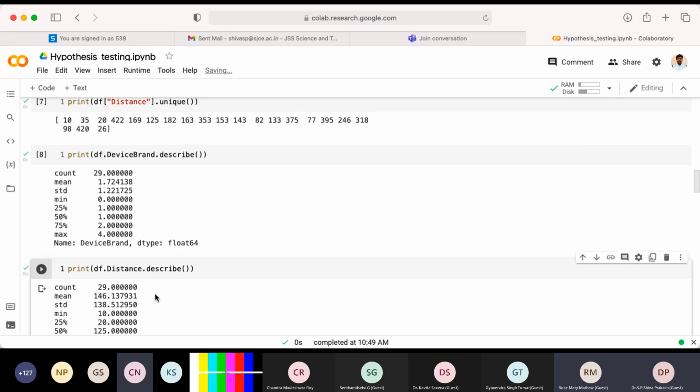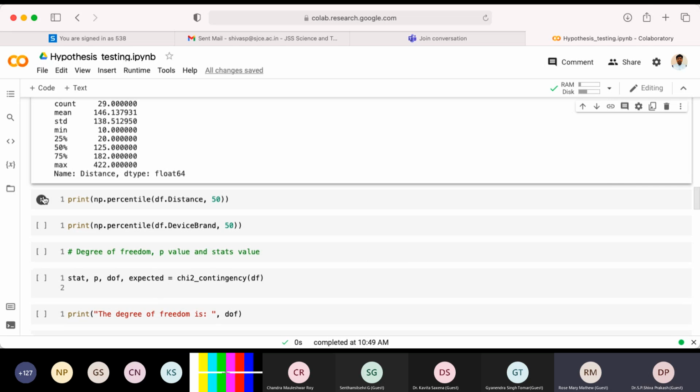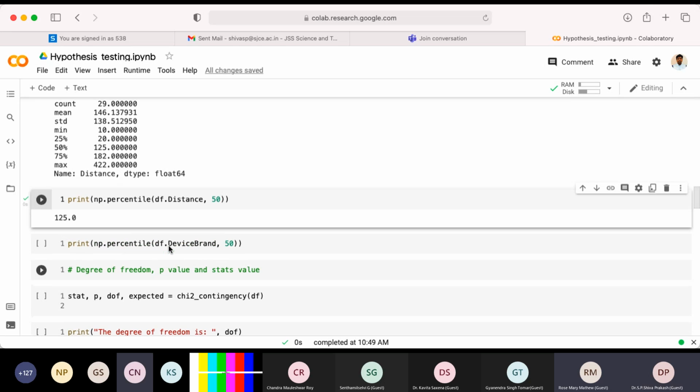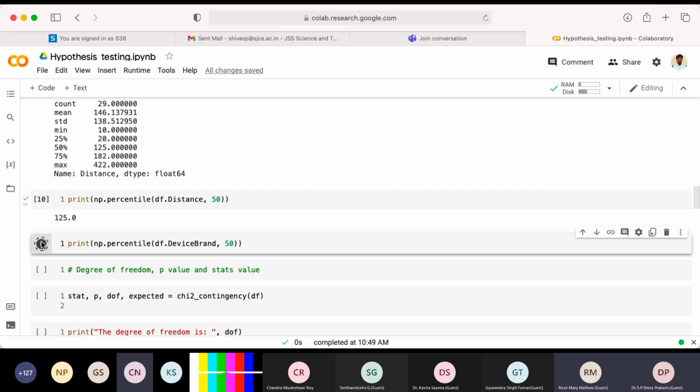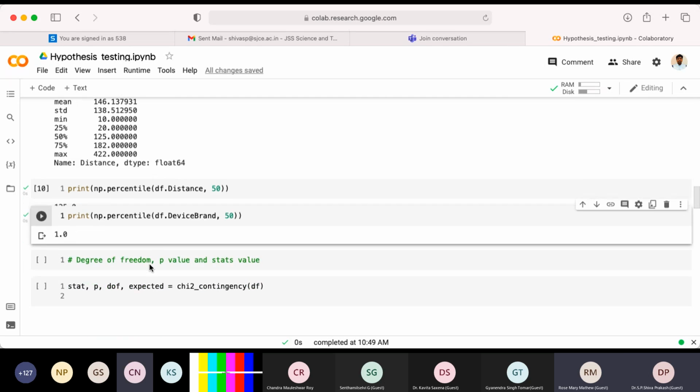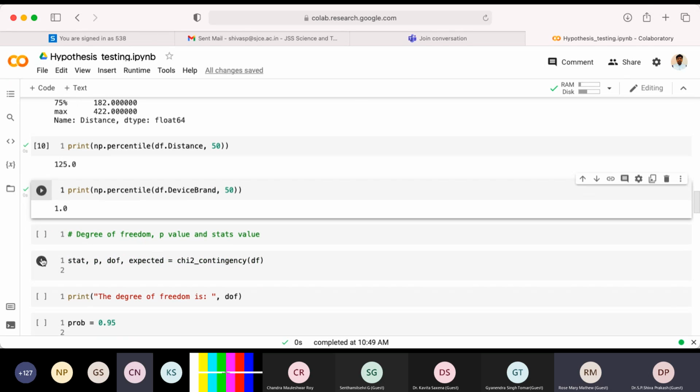And also with respect to the distance, right? And calculating the percentile with respect to distance, and calculating the same percentile with respect to device brand, okay? Now here we are trying to calculate the degree of freedom, the p-value, and the stat values. So that's the reason I gave you the basics about the usage of p-values and also the alphas.